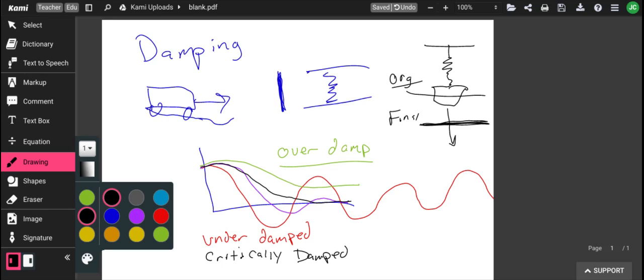Now, we're not talking about elongating or deforming the spring. What we're talking about is that the spring absorbs so much energy that it doesn't allow it to even return back to its original position. That's overdamped.